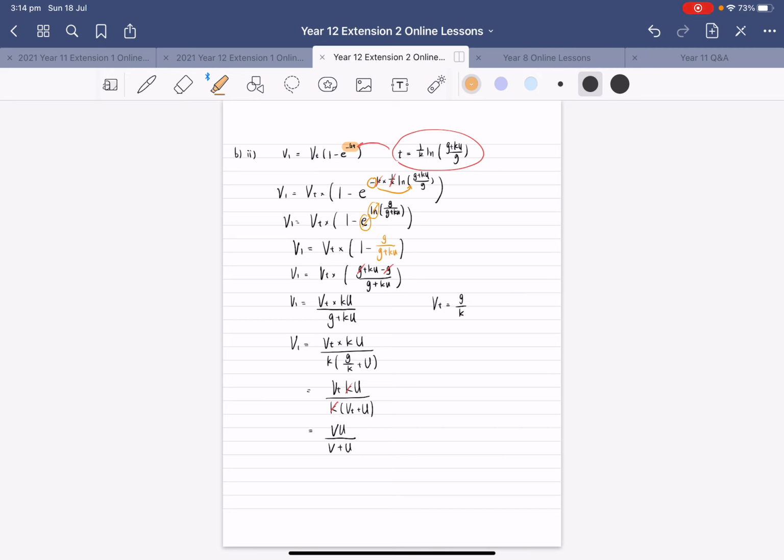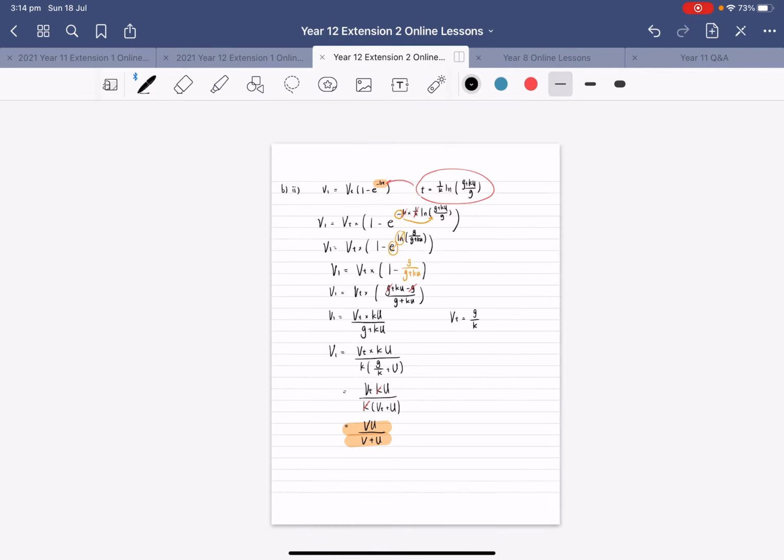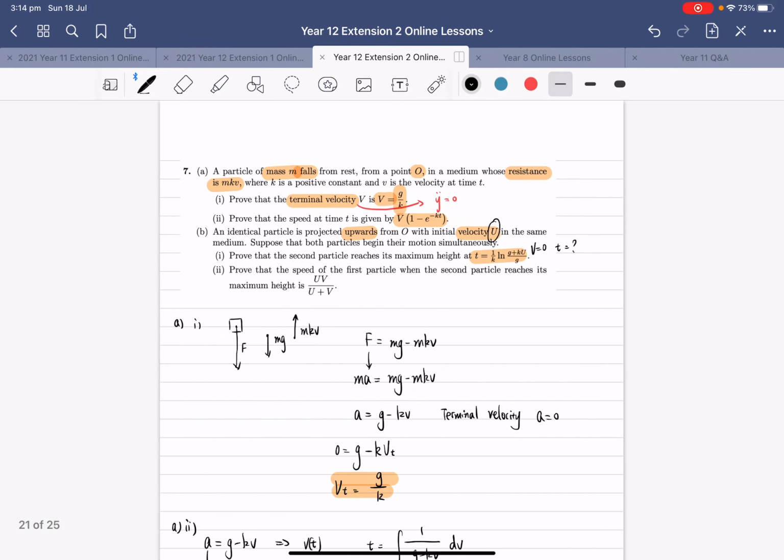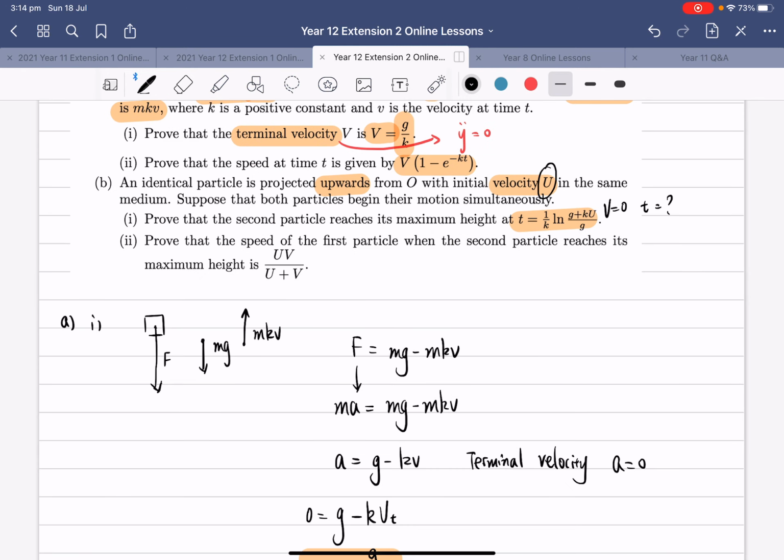So as you can see, that's mechanics. Even if you know how to do the previous part of the question, you still need a very good foundation of algebra in order to actually solve it. It's not that easy. Algebra is the foundation. Let's see the answer here. Yep, that's what the answer is equal to, UV over U plus V.